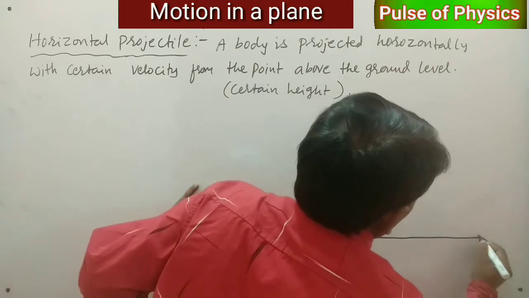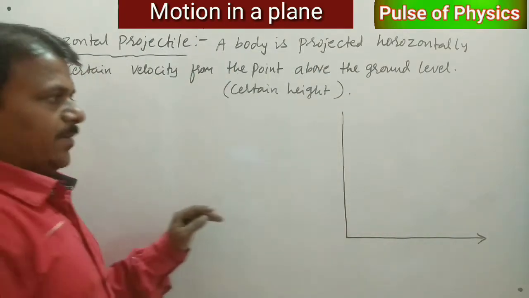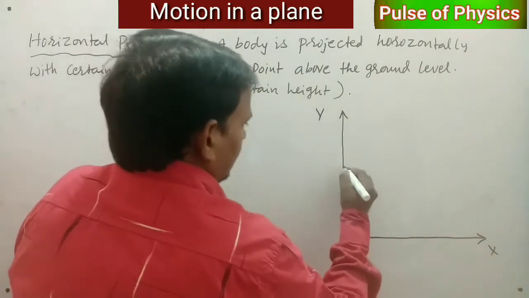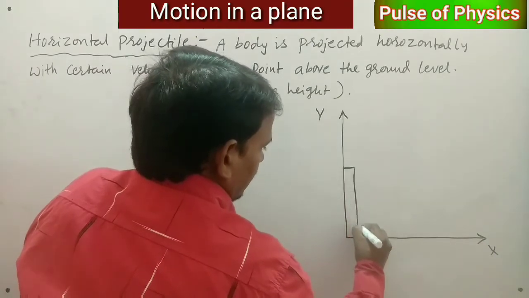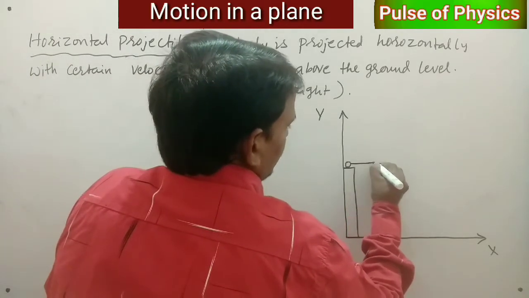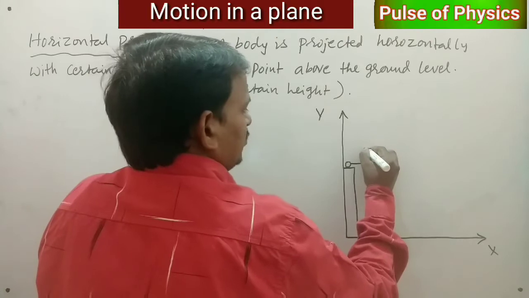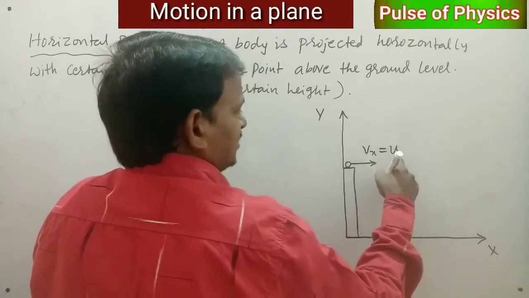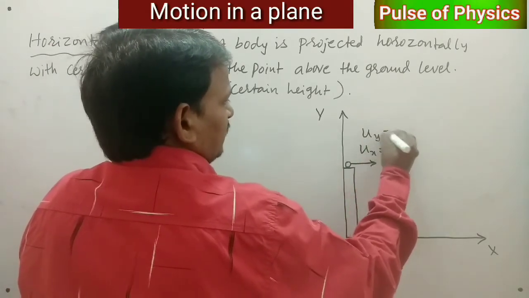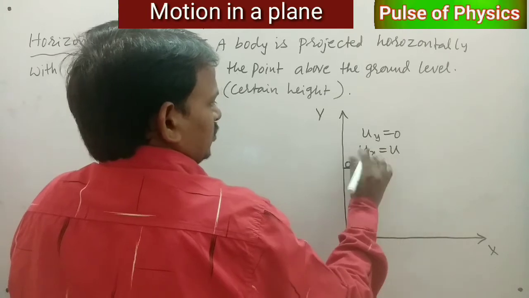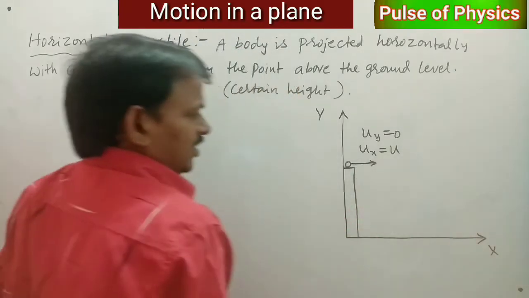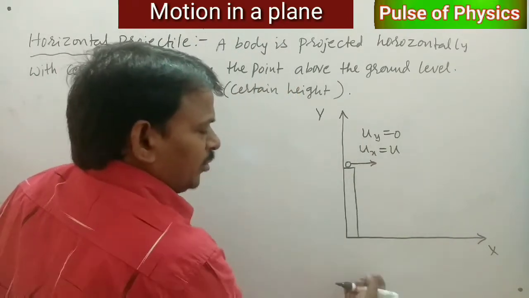To describe the motion of the body, consider XY plane. From this point above the ground, the body is projected. The velocity given at this point is horizontal velocity, it is u. So ux is equal to u, uy is equal to 0. Then where will the body move? It cannot go forward because acceleration due to gravity pulls the body.